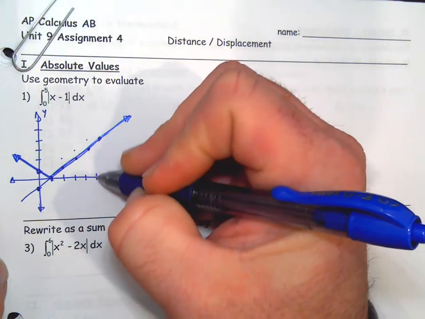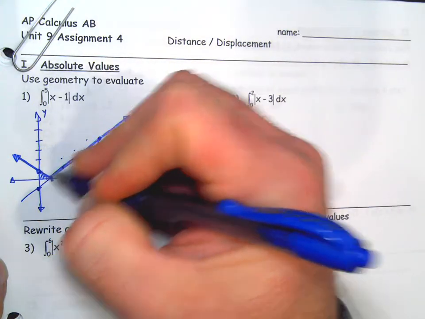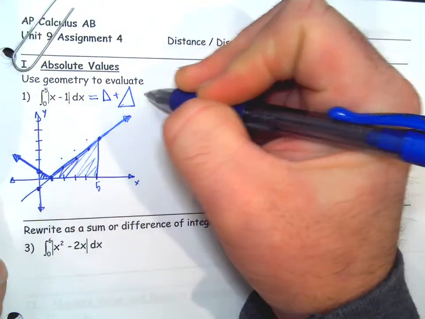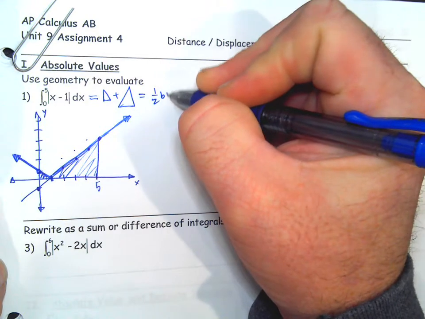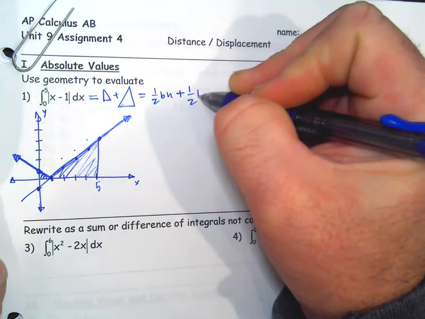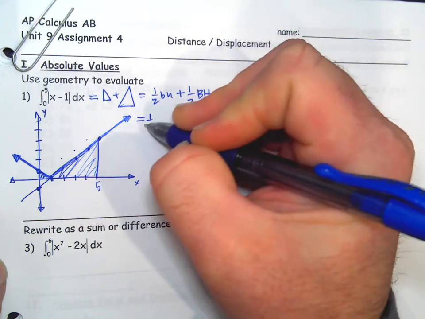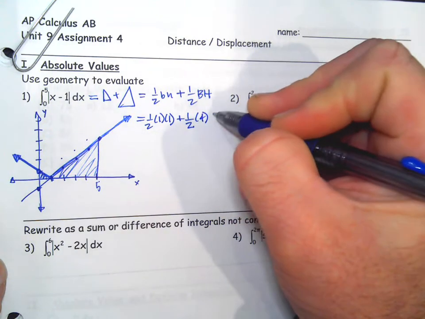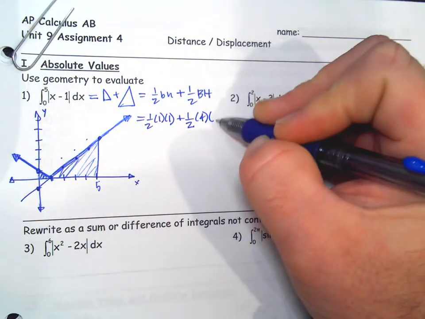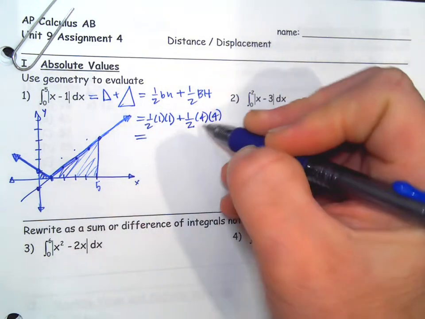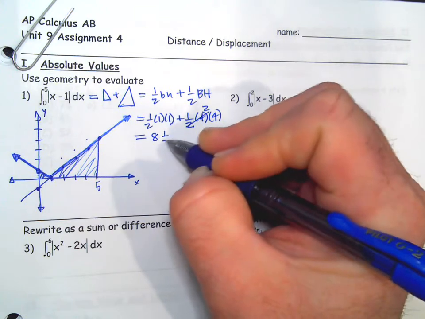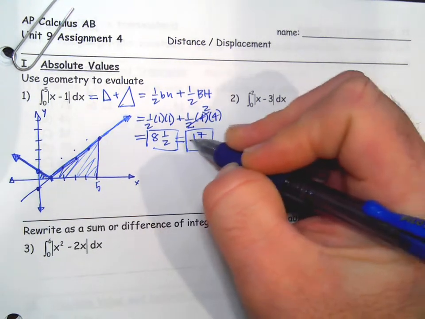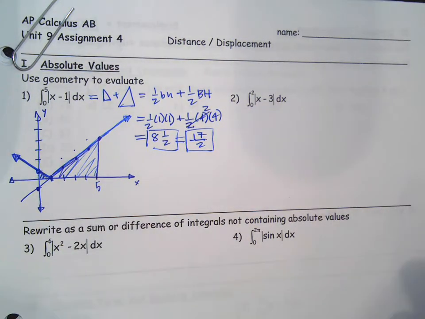And we're going from 0 to 5. So we're trying to find that area and that area. So we got a little triangle and we got a big triangle. So we got 1/2 base times height and 1/2 big base times big height. And the base of the first one is 1 and the height is 1. The base of the second one is 4 and the height is 4. So we're gonna get 8.5 or 17/2. So that's how we do it. Geometry. Okay, next one.